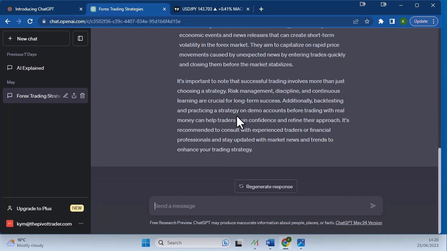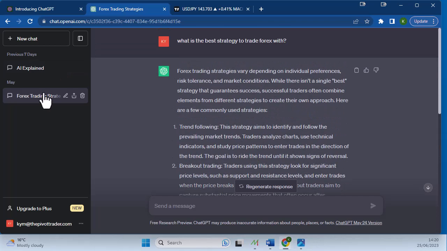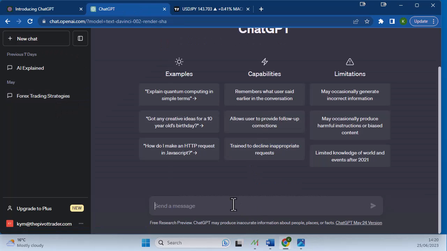An important thing here to note, successful trading involves more than just choosing a strategy, risk management, etc. It's good. This was just all generated from that one question. So there we go. That was just a question. Let's get on and show you what it can do. So I could ask it to make me a strategy. So let's do that.